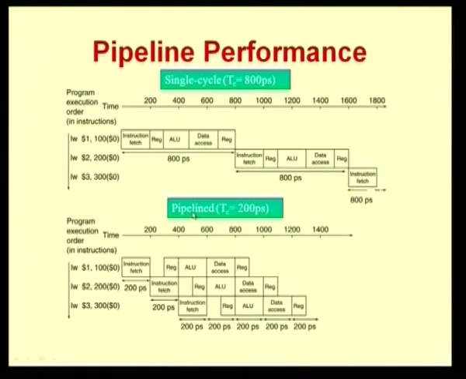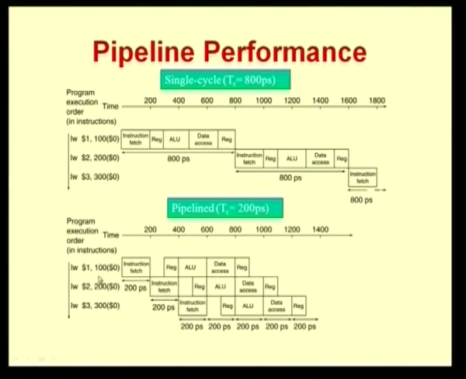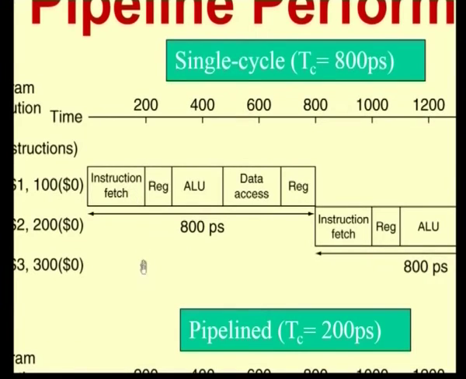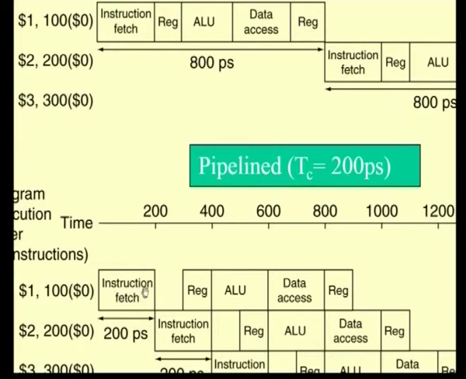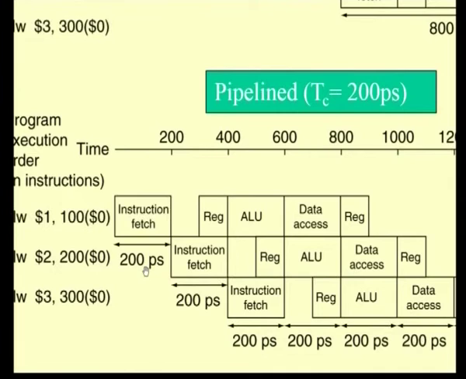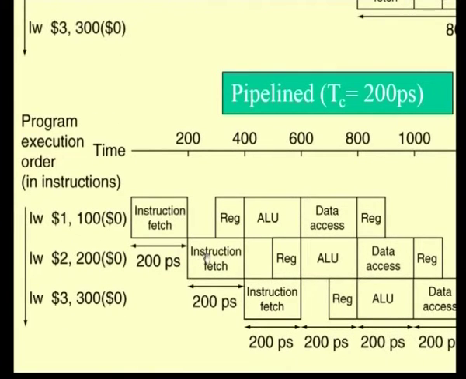Now if you pipeline it, let us assume that we are pipelining it with a clock cycle of 200 picoseconds. Okay, so which means every 200 picoseconds a new instruction will be fetched and brought into the pipeline. Okay, so you have this load followed by another load followed by another load. So once our first stage, the instruction fetch stage, completes fetching the first instruction, it can pass it on to the register reading stage, and you can see that in the next clock cycle, that is the next 200 picoseconds, the second load instruction can be fetched. So you can see what is happening here.